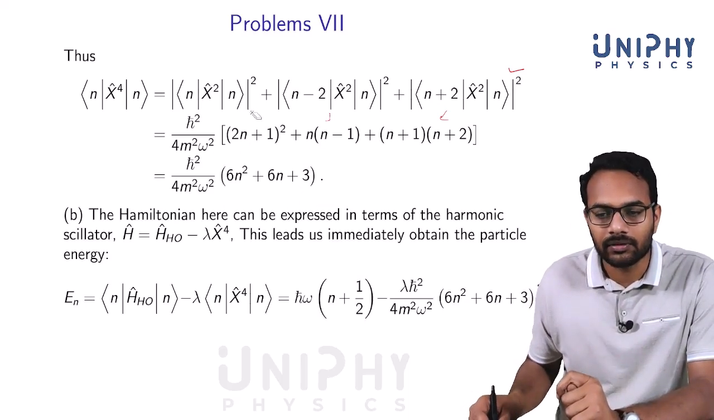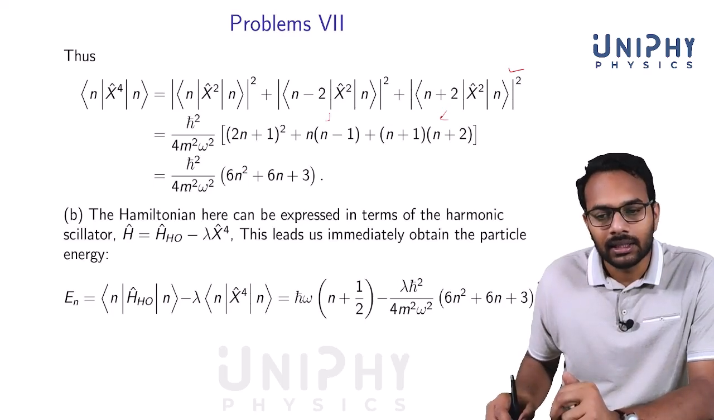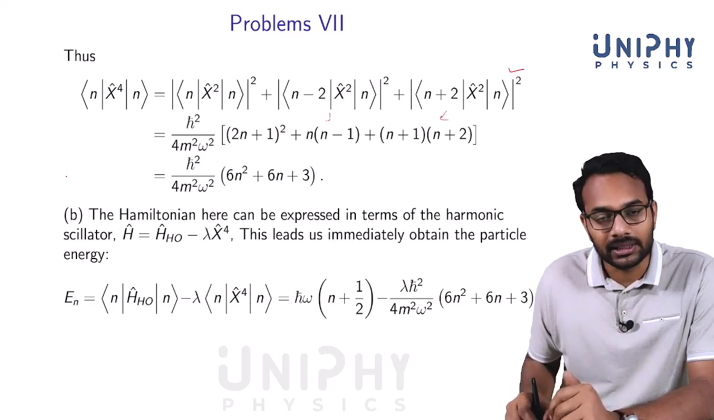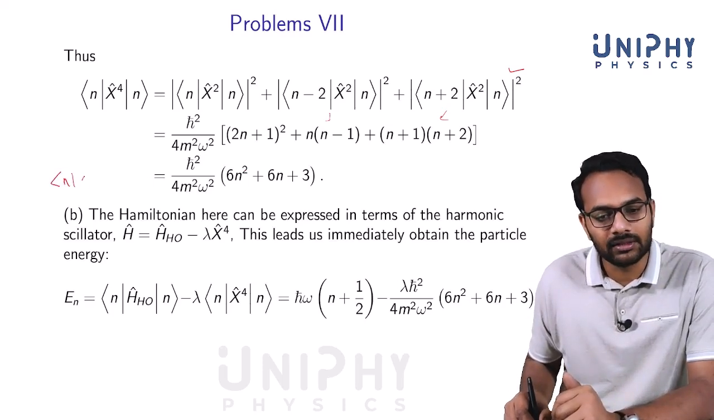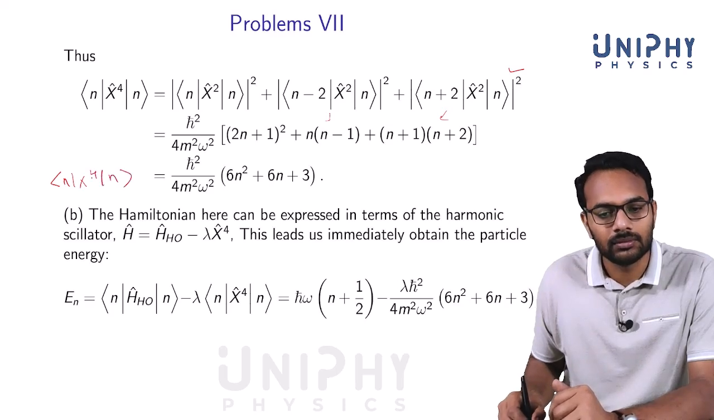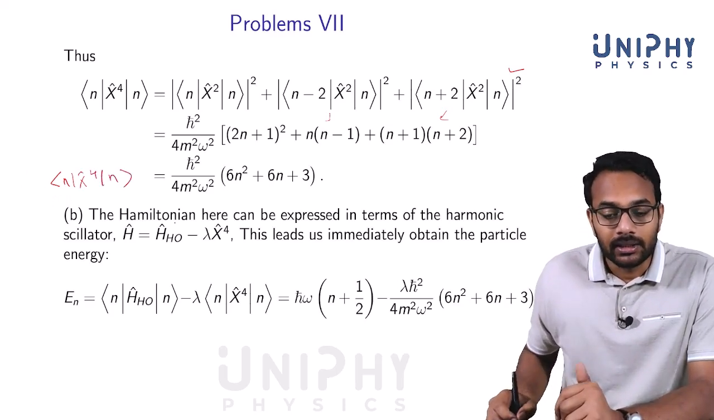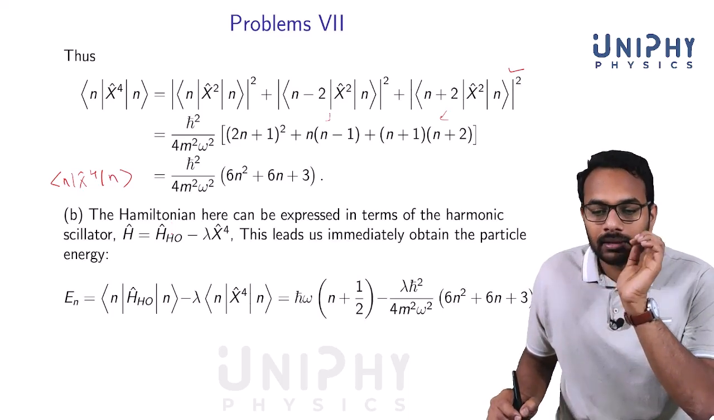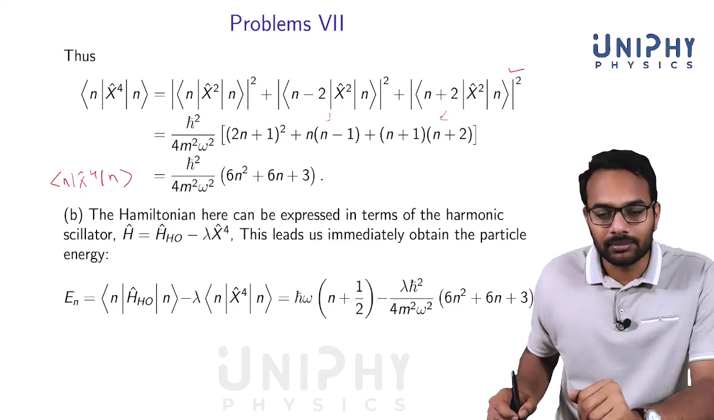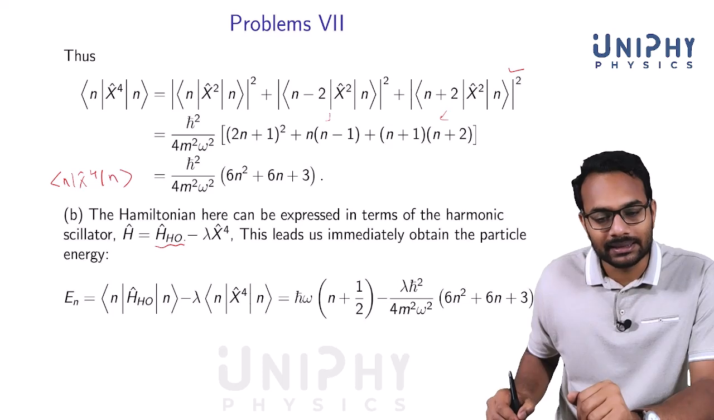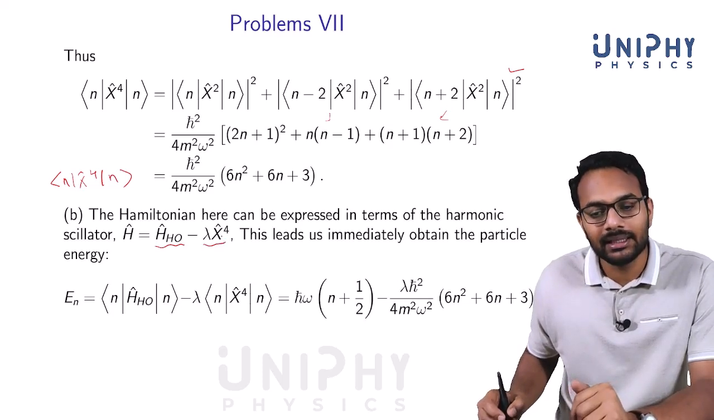So that's fine. We have found the expectation value for x raised to 4. Alright, that's the answer. Now we have got this Hamiltonian. The Hamiltonian here can be expressed in terms of the harmonic oscillator. The first part, I said, was the harmonic oscillator term, and then there's an extra term.